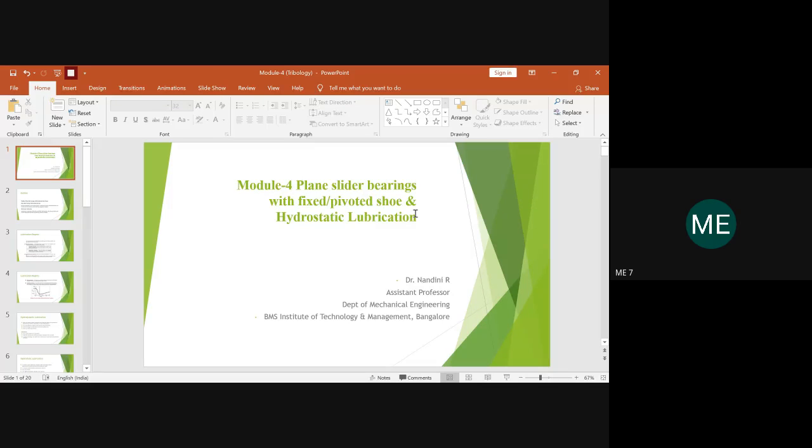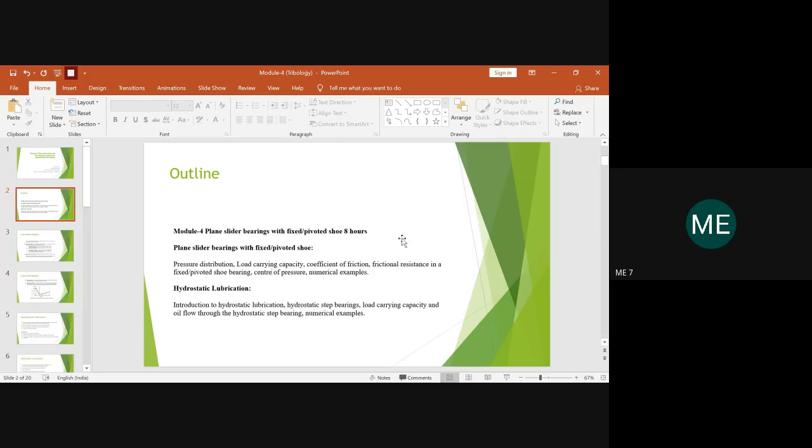So here also you have two parts in module 4. I'll start off with hydrostatic lubrication and then go for plain slider bearings. Why? Because we have completed hydrodynamic lubrication associated with bearings, so it's better to go with hydrostatic, complete it, and then go for plain slider bearing. Before going on, I just wanted to show module 4.